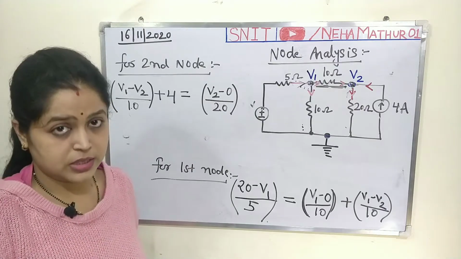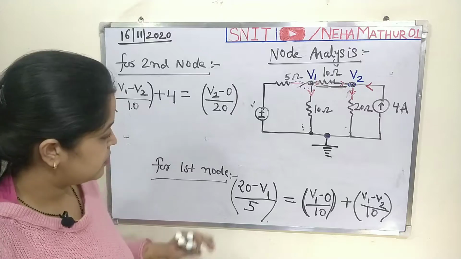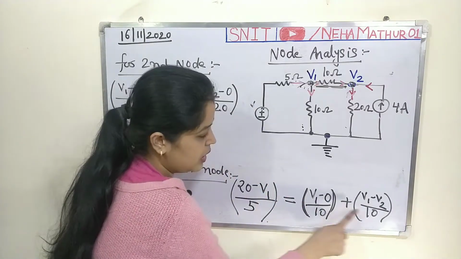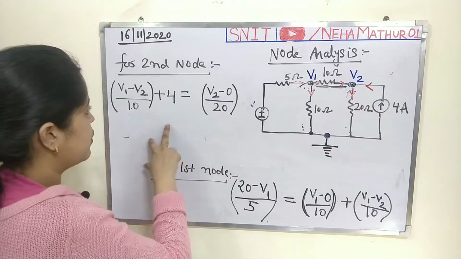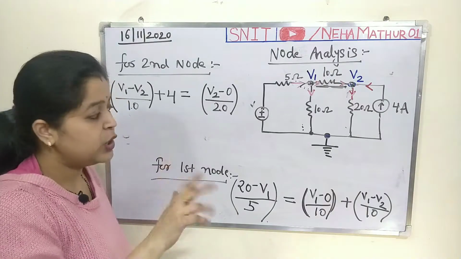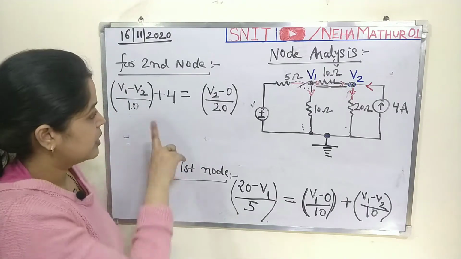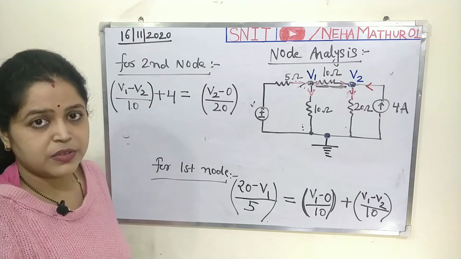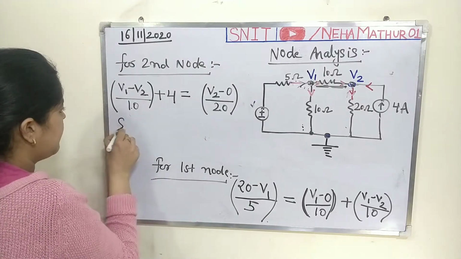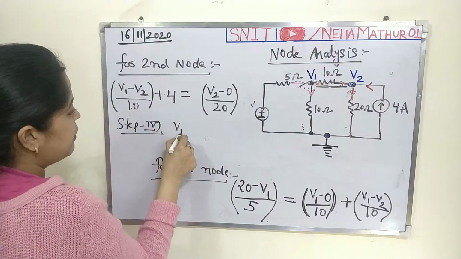Now in the fourth step, you will have to solve these two equations. You can see that in this equation you have two variables V1 and V2. Similarly, in this equation you have two variables V1 and V2. So you have two equations and two variables. So in the last step you will have to identify the value of these two variables with the help of mathematics concepts. So this is your last step, and the fourth step is to identify V1 and V2.